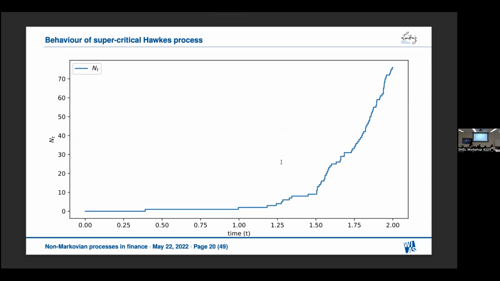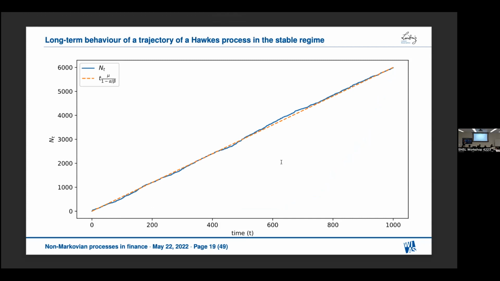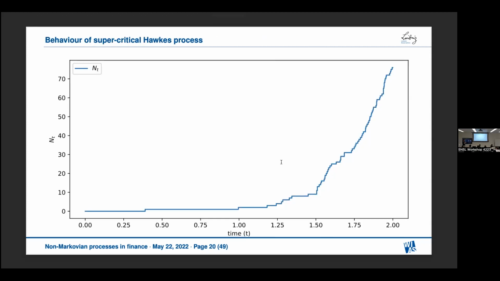If, on the other hand, you are in the unstable case and your L1 norm is bigger than 1, you see something like this. Note that I went to time 1,000 before. Here I can only go to time 2, because if you wanted to go even to time 10, I would probably have to wait hours, if not weeks, for this simulation to be done, even though I'm only doing one trajectory. Of course, this increase exponentially blows up. So it's really exponential, the rate is.